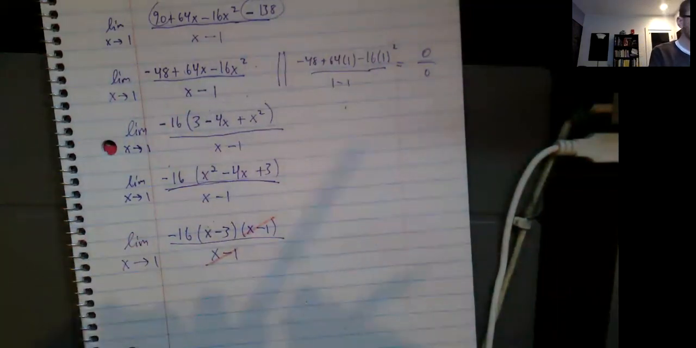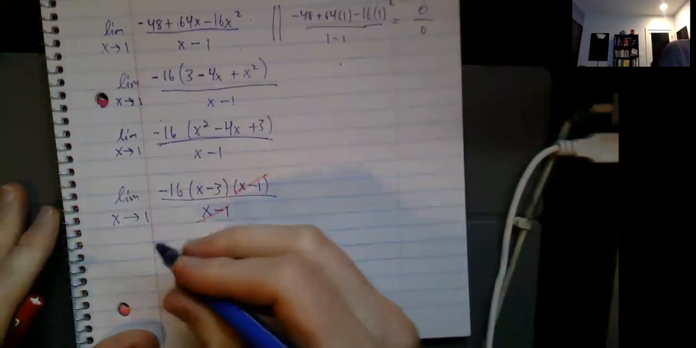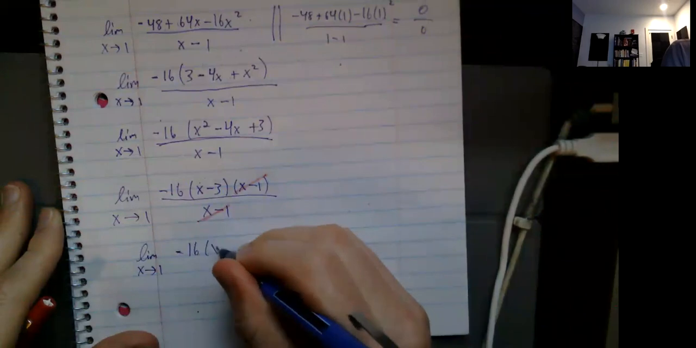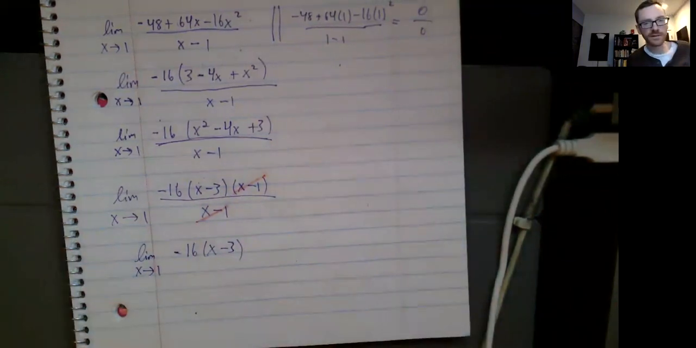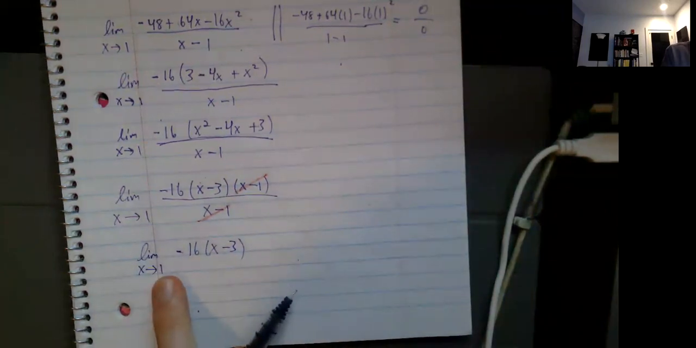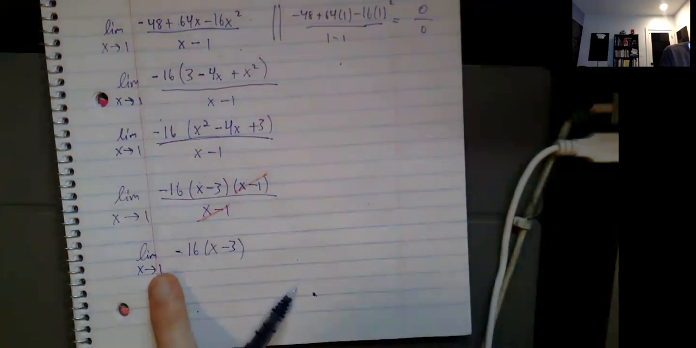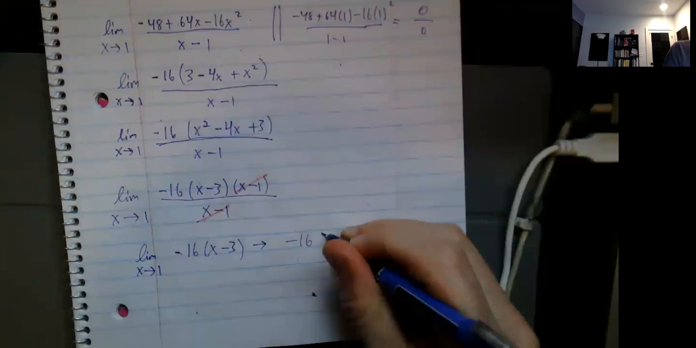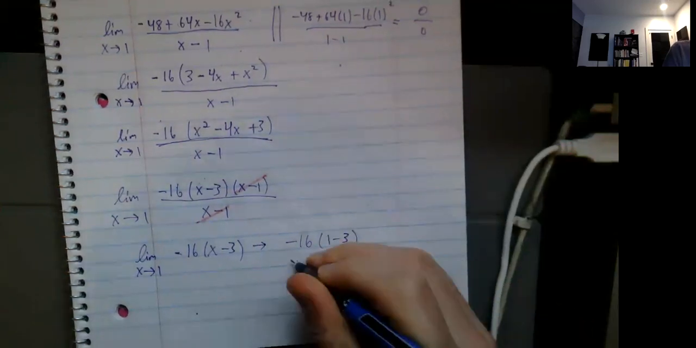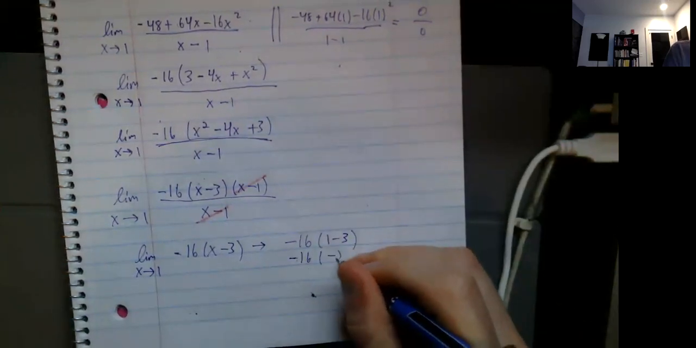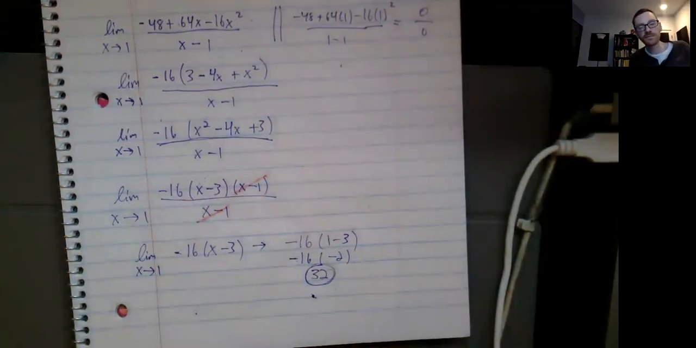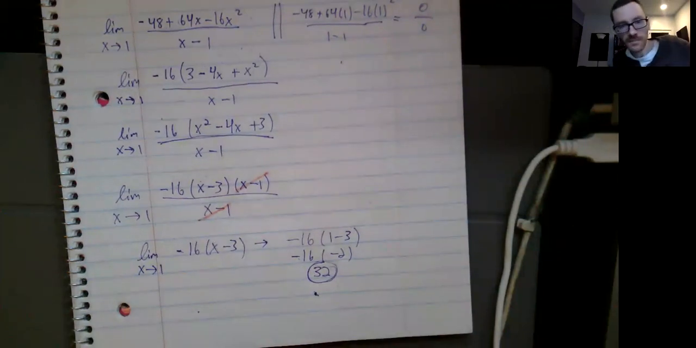And that leaves us with, we're just looking at the limit as x approaches 1 of negative 16 times x minus 3. Okay. So now that we've simplified our expression, we try plugging in 1 again, right? If I plug 1 into this, I get negative 16 times 1 minus 3, which is negative 16 times negative 2, which is 32, which is exactly what we thought.